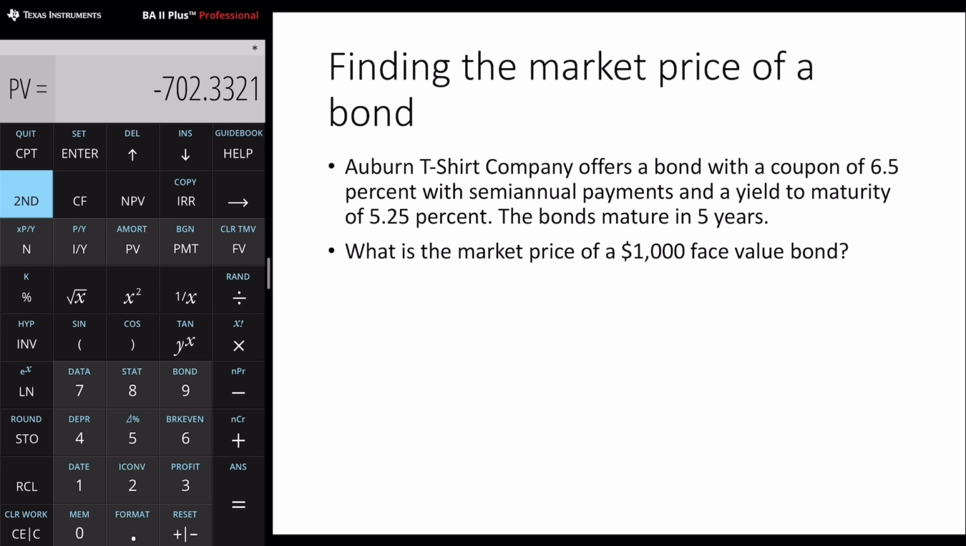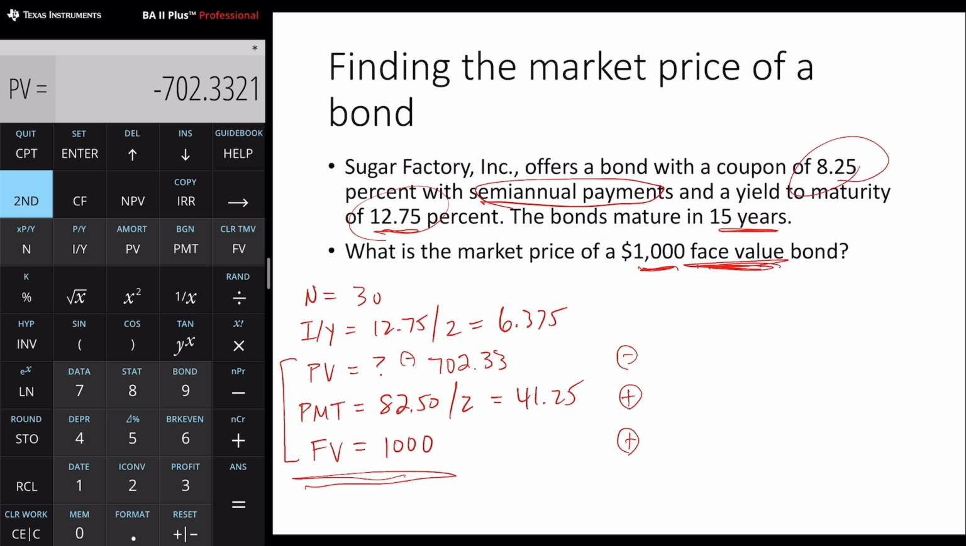All right. So next, we have another bond price problem. In this case, we have Auburn T-shirt Company offers a bond with a coupon of 6.5% with semi-annual payments and a yield to maturity of 5.25%. The bonds mature in 5 years. What is the market price of the bond given a $1,000 face value? All right. Now, really quick, when I go back here, I notice that the yield to maturity is greater than the coupon rate.